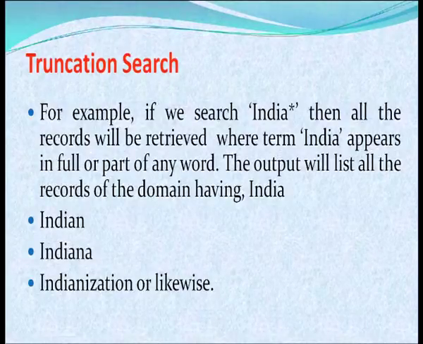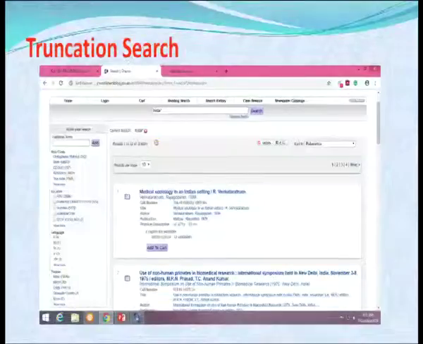For example, if we search India, then all the records will be retrieved where the term India appears as the first part of any word. The output will be listed like Indiana also, Indianization also. This is the screenshot for truncation search. Now coming to the proximity search.